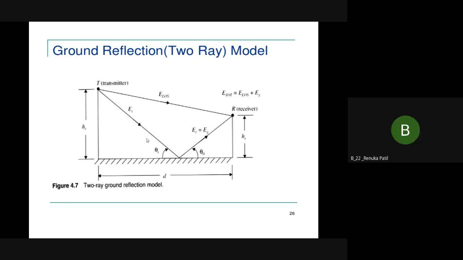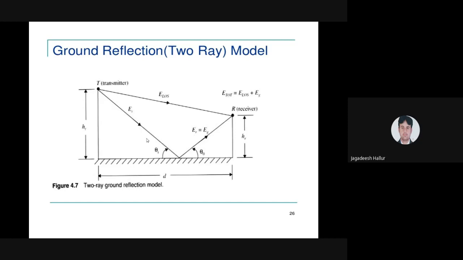Next we calculate the distance between the transmitter and receiver for the two waves, that is the distance d from transmitter to receiver. He is also going to mention the height of the transmitter and the height of the receiver. The height of the transmitter is written as h_t, and the height of the receiver is assigned as h_r.